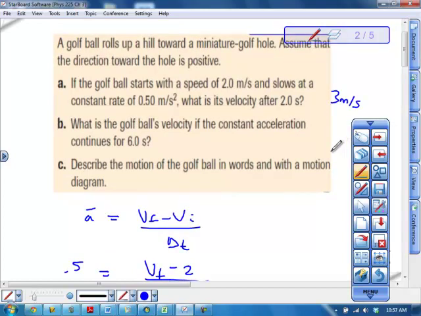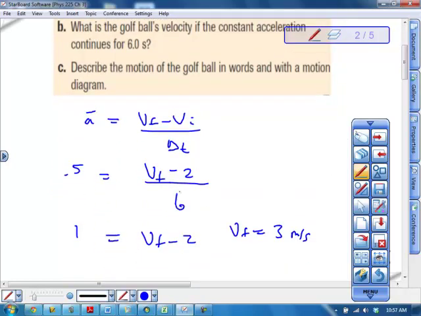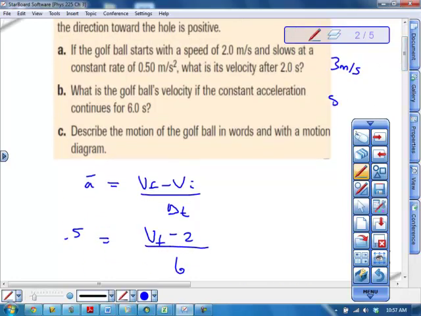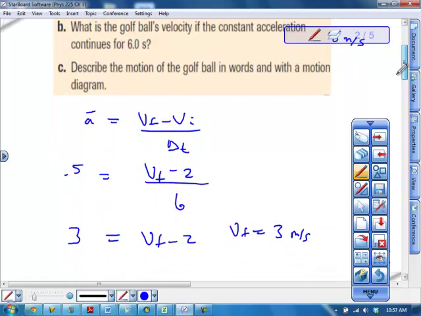Okay? What's the golf ball's velocity if the constant acceleration continues for 6 seconds? Now we're just going to change this denominator to 6. When we multiply this, we get a 3 here instead, and then when we add the 2, we get 5. So now it would be 5 meters per second. All right? And then describe the motion of the golf ball in words and with a motion diagram.